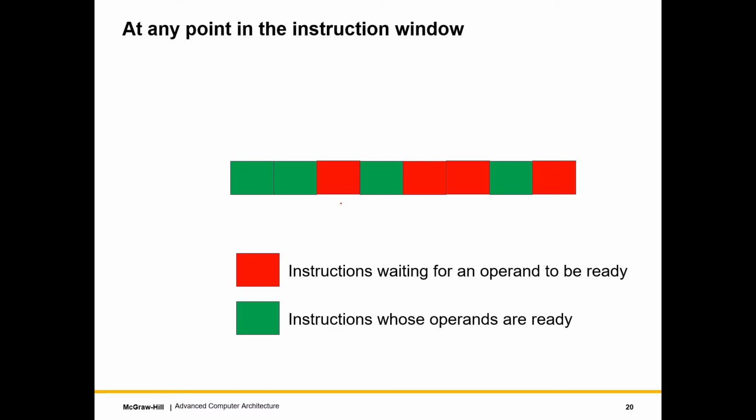So at any point in the instruction window, what will happen is that we'll have a set of green instructions and a set of red instructions. The green instructions will be those instructions for whom all the operands are ready, not one or two, but all the operands are ready. And we'll have a set of red instructions. Red means kind of like a traffic light, stop there. These are instructions which are waiting for an operand to be ready. So either one operand or both operands are not ready, so they are waiting.